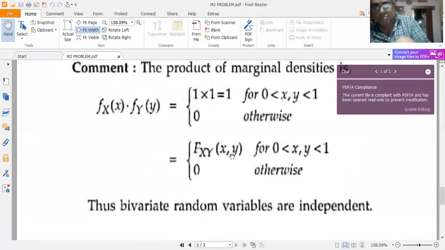But in this present problem, since fxy(x, y) is equal to the product of fx(x) and fy(y), both random variables x and y are independent. That is, the bivariate random variables capital X and Y are independent random variables in this case. This is the comment and the inference that we draw from the given problem.